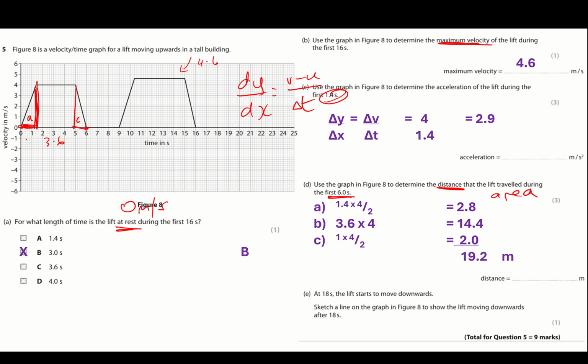At 18 seconds, the lift starts to move downwards. Sketch a line to show it moving. So at 18 seconds, it's going to go like that. It's moving downwards now. So it's accelerating back down towards a lower floor. And there we go.